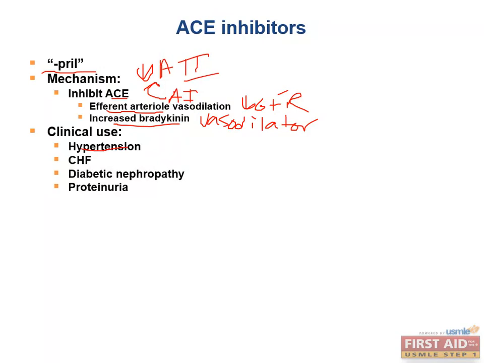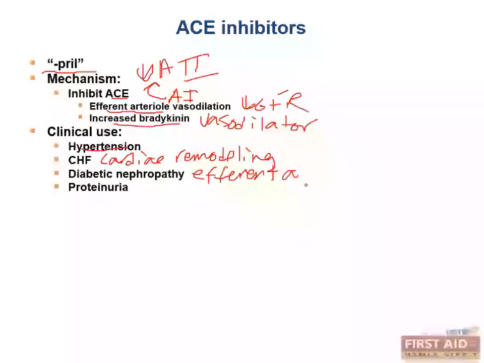failure because they prevent cardiac pathological remodeling, which severely reduces the pumping efficiency of the heart. And in diabetes, they slow down the chronic kidney damage seen in diabetic nephropathy. It's especially going to have a protective effect at the efferent arteriole.